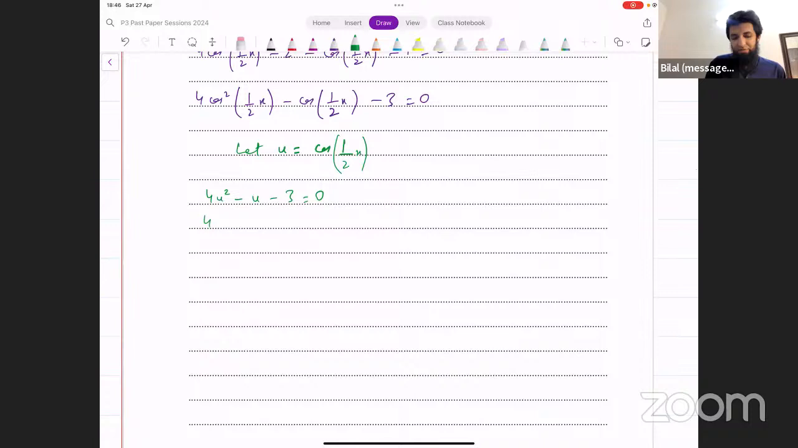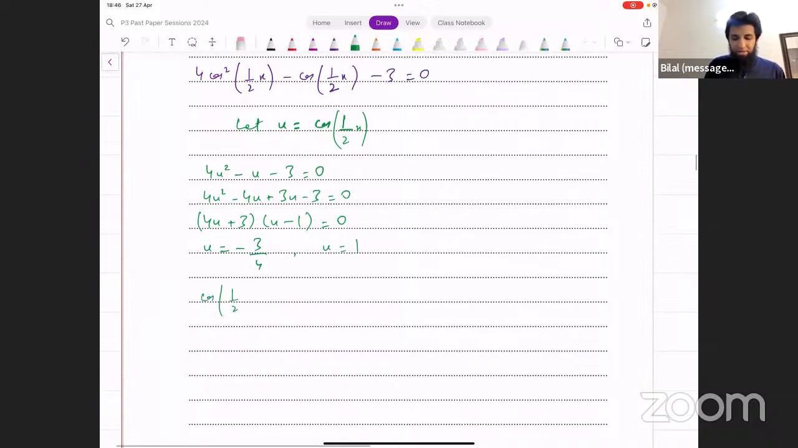How do we solve this? Can we factorize this? This can be written as 4u squared minus 4u plus 3u minus 3 equals 0. When we break the middle term, we take 4u common, and the factors are going to be 4u plus 3 and u minus 1, right? These are the two factors that we get. And that means u is either equal to minus 3 over 4 or u is equal to 1. Now you put that substitution back. You say either cos of half x equals minus 3 over 4 or cos of half x equals 1. These are the two values that we're getting for cos of half x.